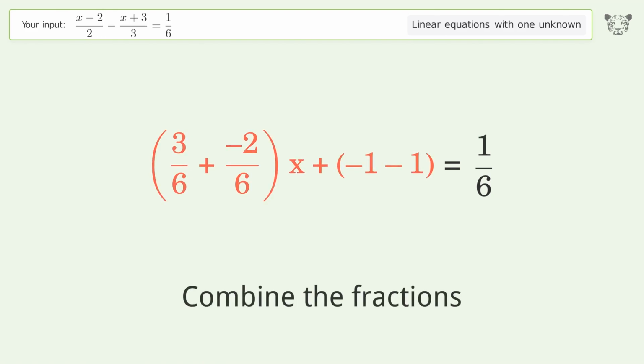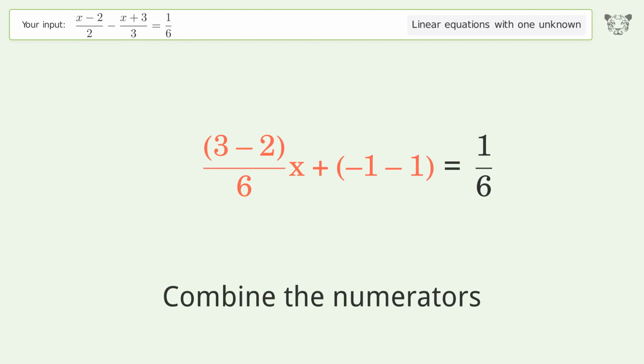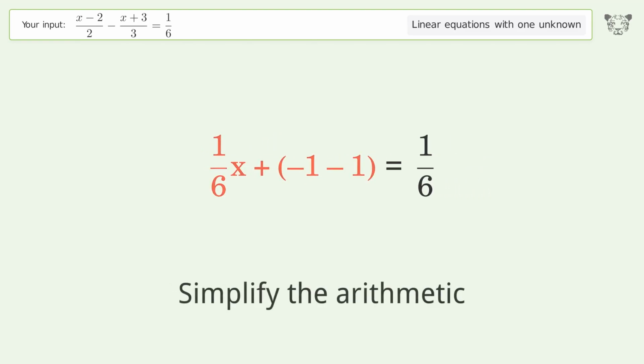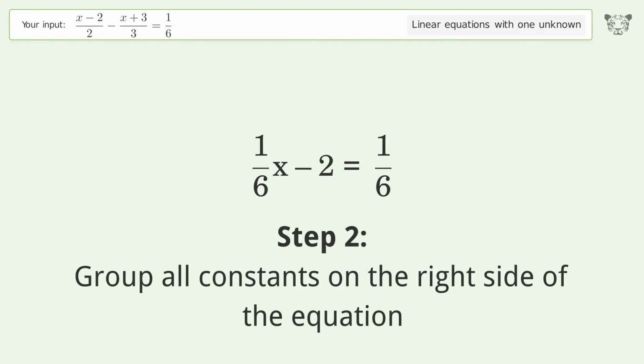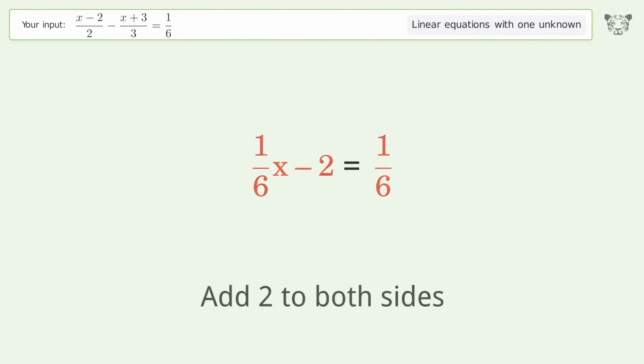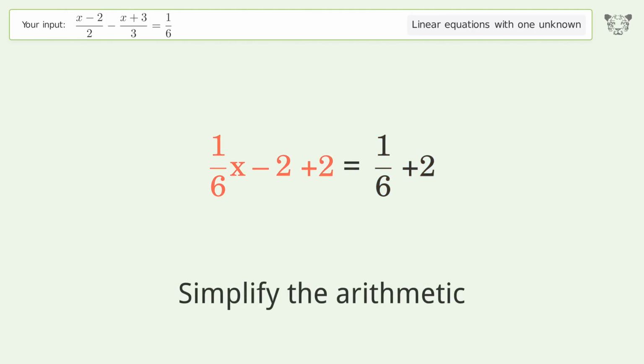Combine the fractions. Combine the numerators. Simplify the arithmetic. Group all constants on the right side of the equation. Add 2 to both sides. Simplify the arithmetic.